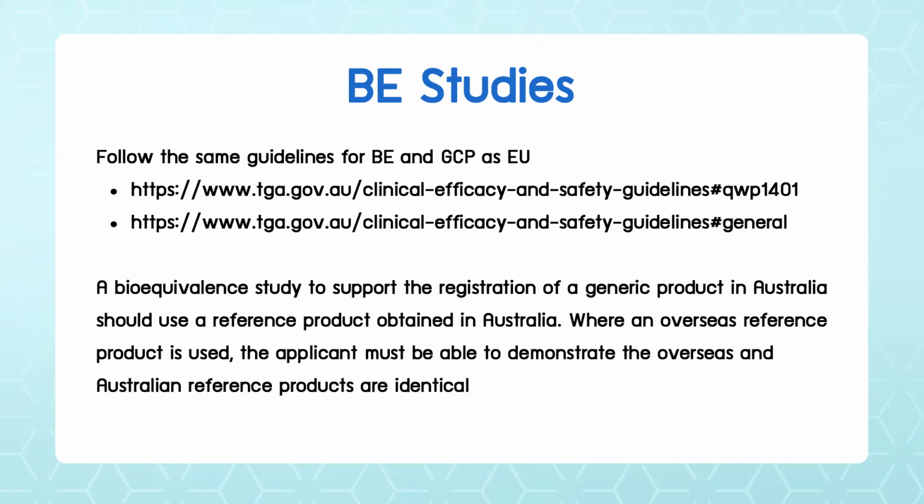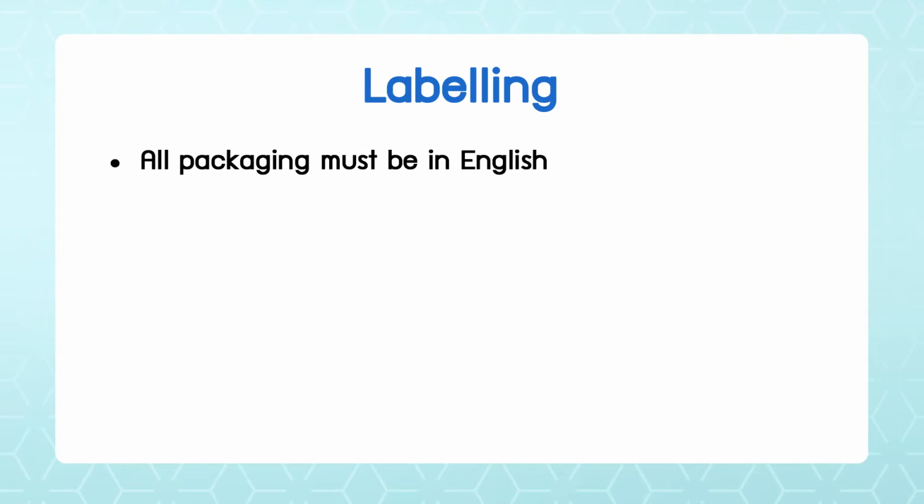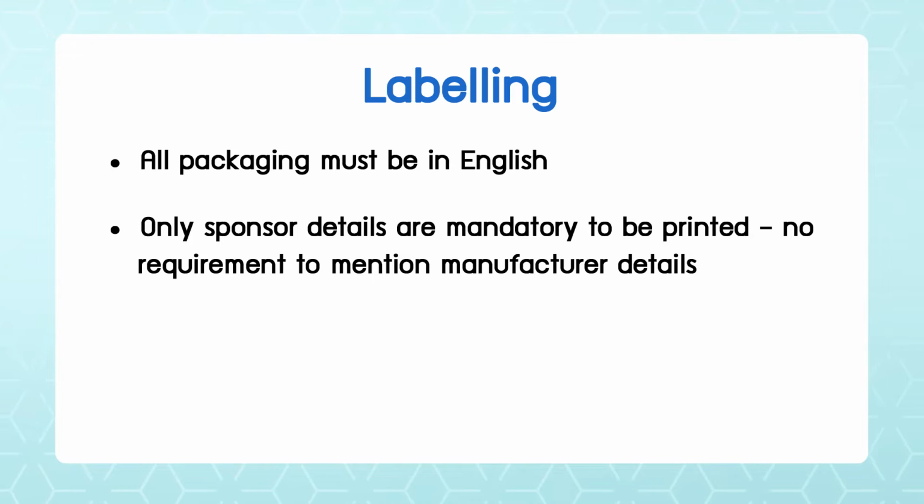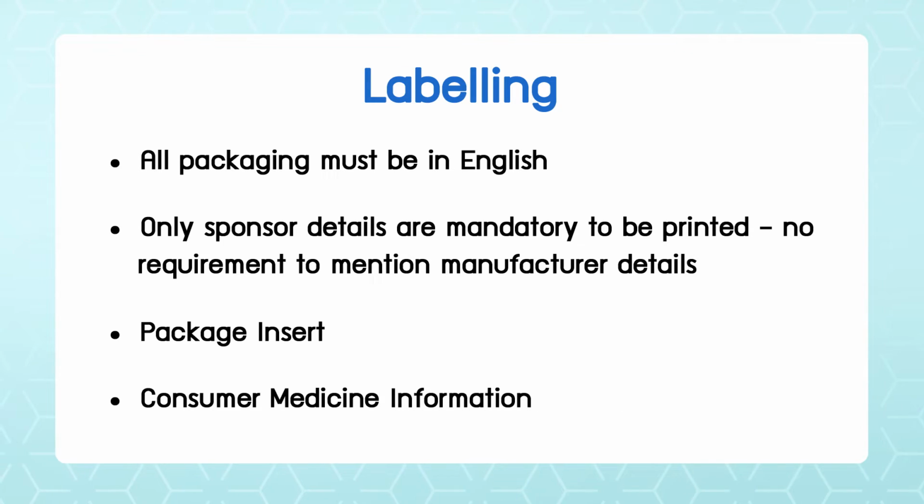So we need to do a comparative dissolution study and also the complete analysis of the reference product. All packaging must be in English. Only sponsor details are mandatory to be printed. If you sell your product in Australia, there is no requirement to mention the manufacturer details. So only your sponsor details are mandatory to be printed on the pack along with the Australian registration number. And the package insert has to be there, and what they call it is a Consumer Medicine Information.